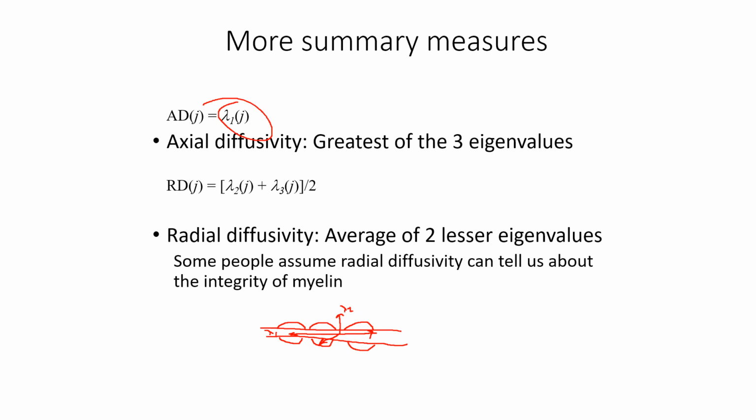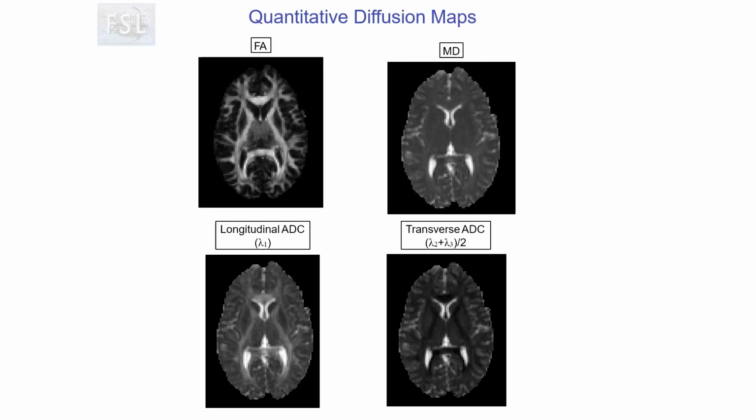So if you have higher radial diffusivity, if lambda 2 and 3 are higher, then that might indicate that your myelin has either disappeared or part of it is broken down. There's some alteration to it. Research suggests that that's a pretty safe assumption, but there are issues with it we won't go into for our class. In this instance, we'll just leave it at that. The radial diffusivity might tell us something about the structure of myelin.